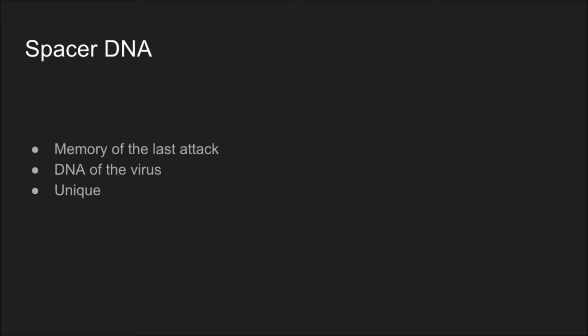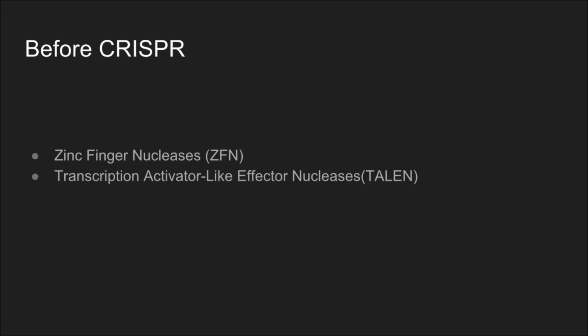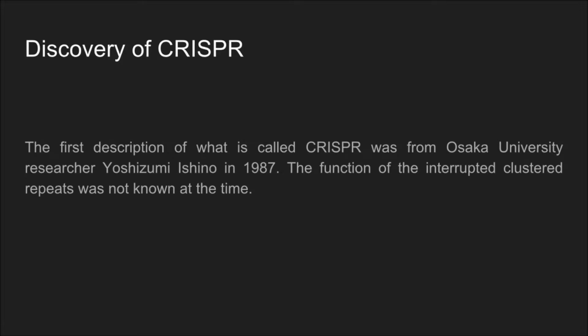Spacer DNA acts as the memory of the last attack. What it means is that spacer DNA stores the dangerous bits of the attacking viruses. Every spacer DNA in the CRISPR system is unique. Technologies before CRISPR include ZFN and TALEN. CRISPR was first discovered by Yoshizumi Ishino in 1987 from Osaka University. The function of the interrupted clusters of repeats was not known at the time.